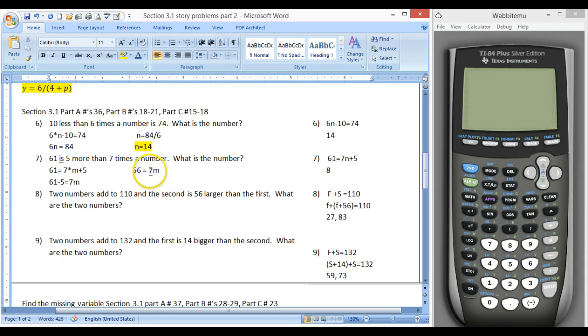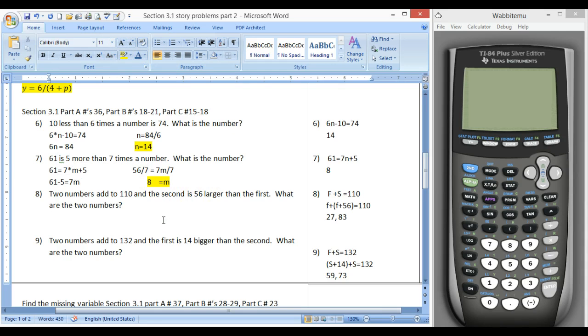Then to get rid of the 7 connected to the m, I do the opposite, which is divide by 7. And I have to do that on both sides. On the right side, 7 divided by 7 is just 1, so 1 times m is m. So I'm only left with the m over here. 56 divided by 7 is 8. And there's my answer. Let's move to the next kind.